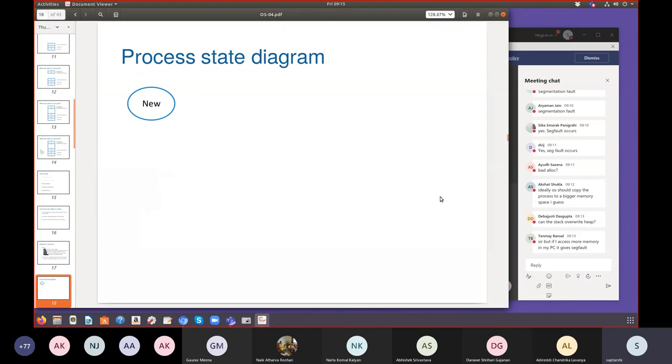Now let us study the process state diagram. So we described different process states. So a process can be in different states. And we said that the process goes from one state to another if some event occurs. So what are those events? Let's see.